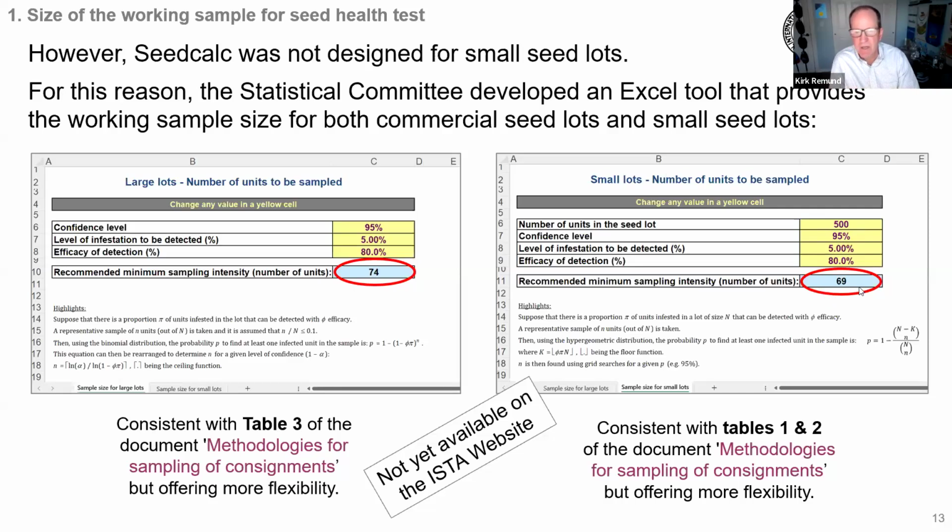That one's based on the hypergeometric, whereas the one on the left is based on the binomial. So the left is consistent with table 3 of the phytosanitary document, and the right is consistent with tables 1 and 2 as well. So that gives you a little bit of a taste for sample size calculations and also the importance of sampling. And I think now I turn it over to my colleague and friend Jean-Louis to carry on to the second topic.